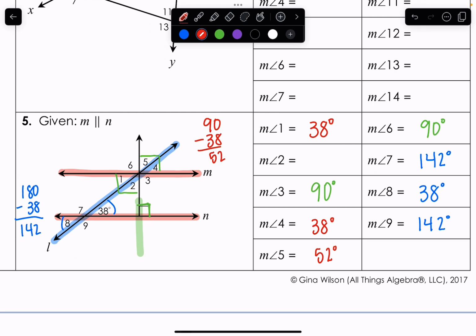And the last one we need to figure out is angle 2. Angle 1 was 38 degrees. Angle 1 and 2 are complementary angles, so we need to subtract. And that makes angle 2 52 degrees.